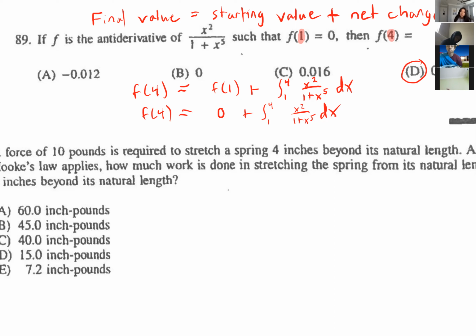So we're starting at f of 1, and then we're integrating from 1 to 4 to figure out how much it changed from x equals 1 to x equals 4 to get our final value, f of 4. Again, you're going to see a lot of problems like this one coming up soon. So any questions on 89?